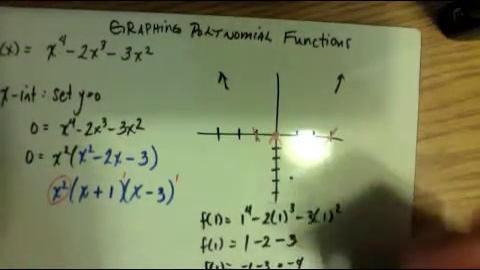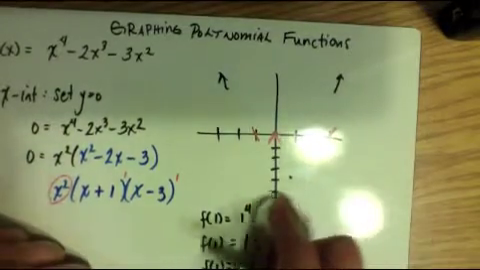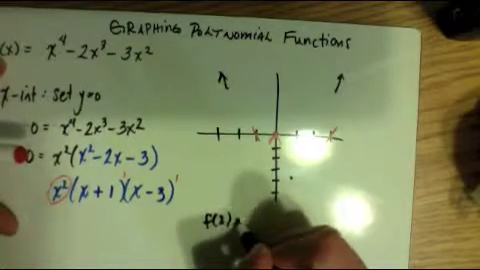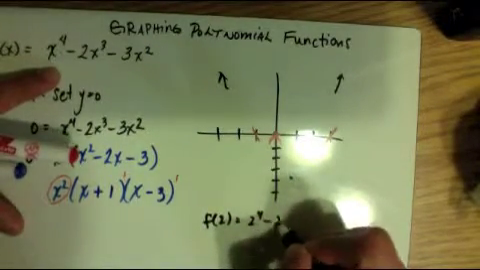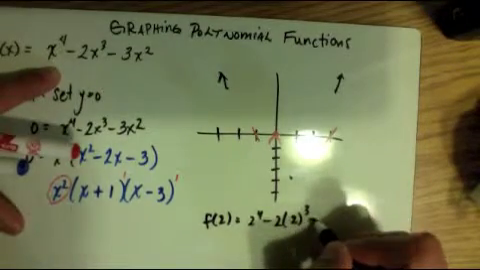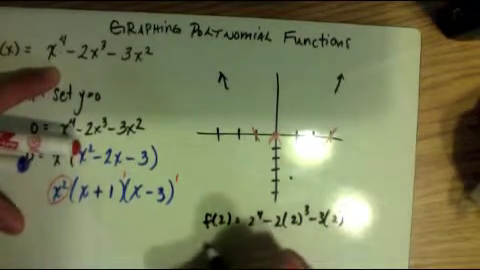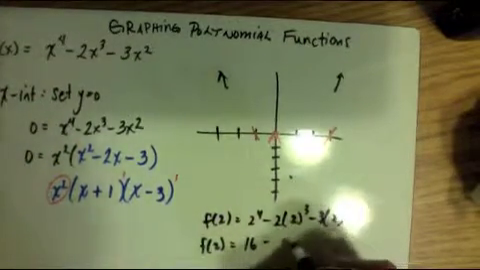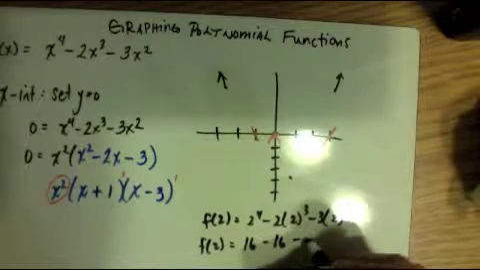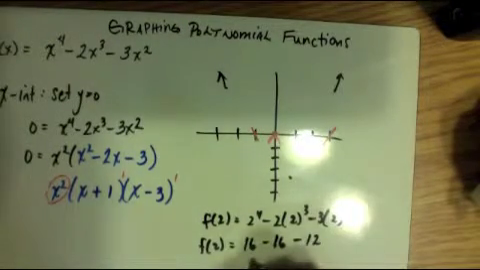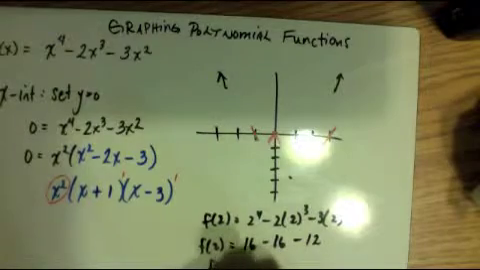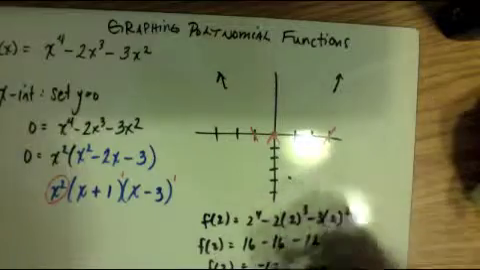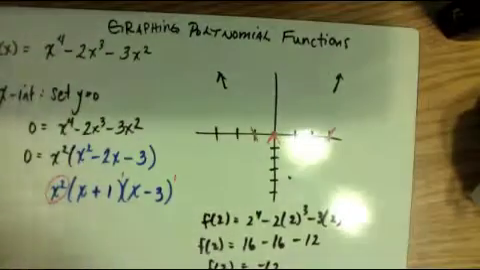Well, what about at 2? Does it go up or does it continue going down? I don't know, so let's go ahead and try it out. F of 2. 2 to the 4th minus 2 times 2 cubed minus 3 times 2 squared. Now 2 to the 4th is 16. 2 cubed is 8, times 2 is 16. 16 minus 16 minus 3 times 4 would be 12. This gives you a 0. So the value of the function at 2 is -12. So this guy goes way down here somewhere. Okay? And that's okay.